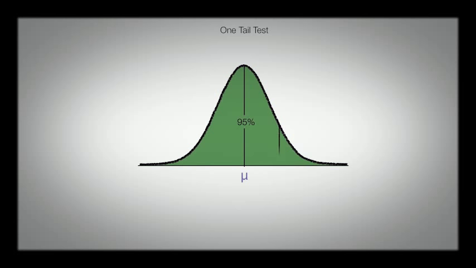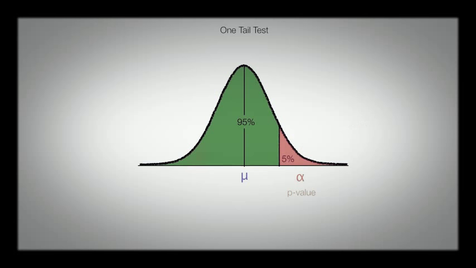I can also have a one-tail test with the red area to the right of the population mean. There's a 95% chance a randomly selected sample mean will be in the green area. There is a 5% chance it will appear in the red area. Again, the red area is often referred to as alpha or the p-value, and we also refer to it as the rejection region.